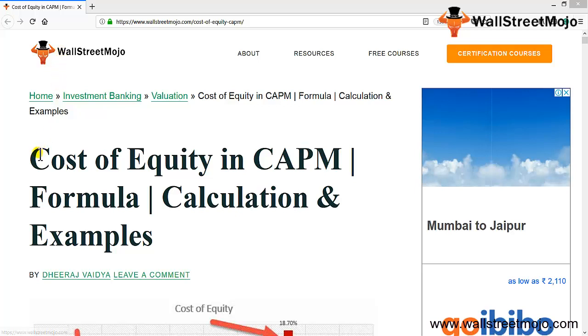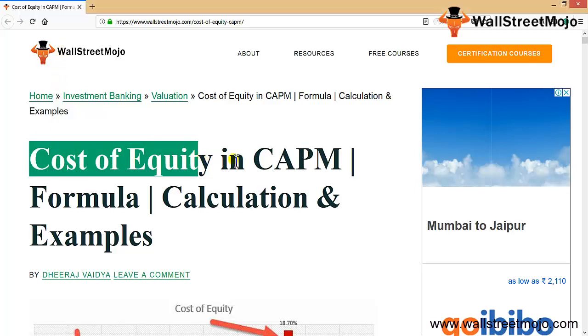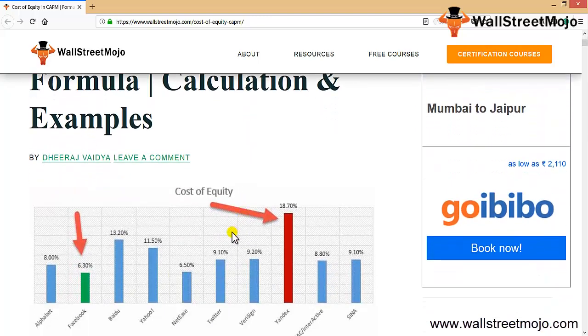Friends, today we are going to learn a tutorial on cost of equity, which is used in the capital asset pricing model, known as CAPM, a formula, and we'll be learning some examples of the same. At the very first, what you can see is the cost of equity of various companies like Alphabet, Facebook, Yahoo, Twitter, VeriSign, Yandex, Sina. So the cost of equity of Yandex is the highest, that is 18.70, and Facebook has the lowest cost of equity. Higher is really bad, lowest is really good.